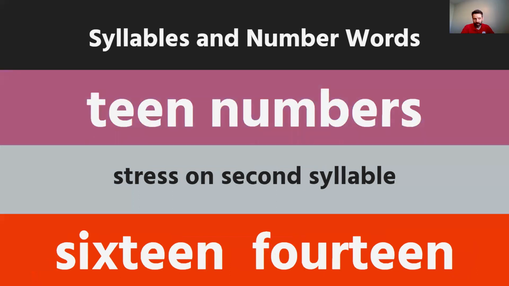Now the teen numbers, words that end in T, E, E, N, we tend to put more stress on the second syllable or more of an equal stress on both syllables. And so we get the word sixteen and fourteen. So that second syllable is much stronger than it was in the examples before.